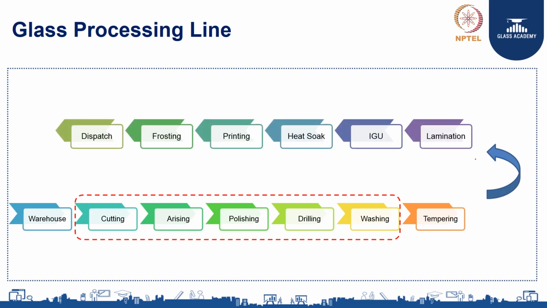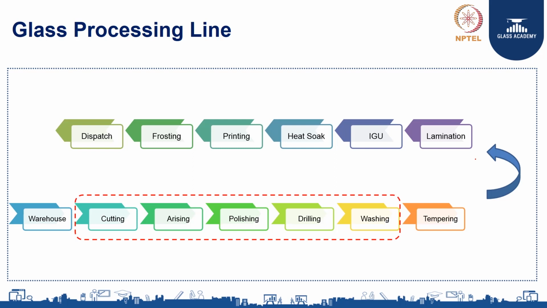After completion of tempering, you have to go to either IGU or lamination. Maybe IGU would come first, or lamination would come first. It depends upon the processor, how they want to place their machines, so accordingly they can place. So this is a schematic diagram to understand effectively how a processing line typically looks.